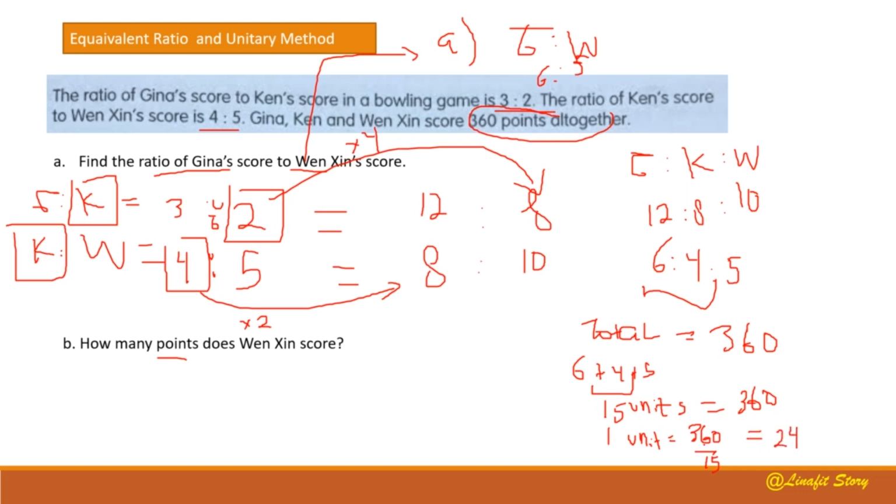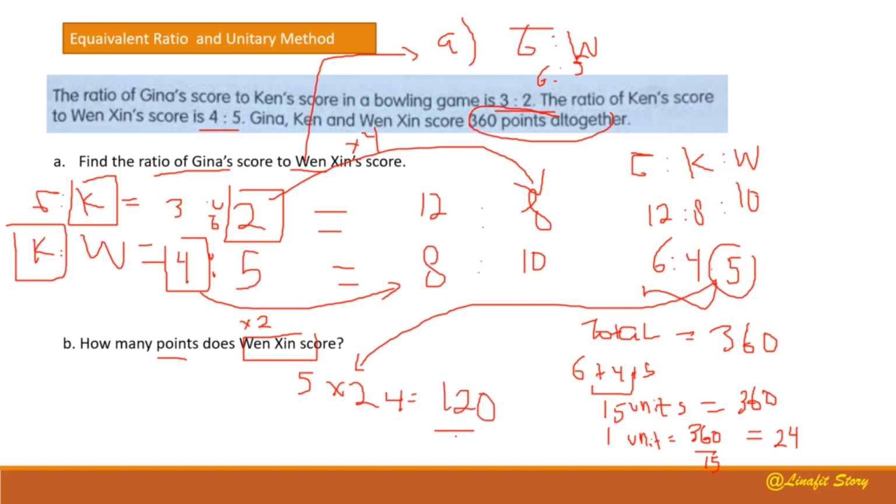So if 1 unit equals to 24, how about Wensen's score? Wensen equals to 5 units. So 5 times 24 equals to 120 points.